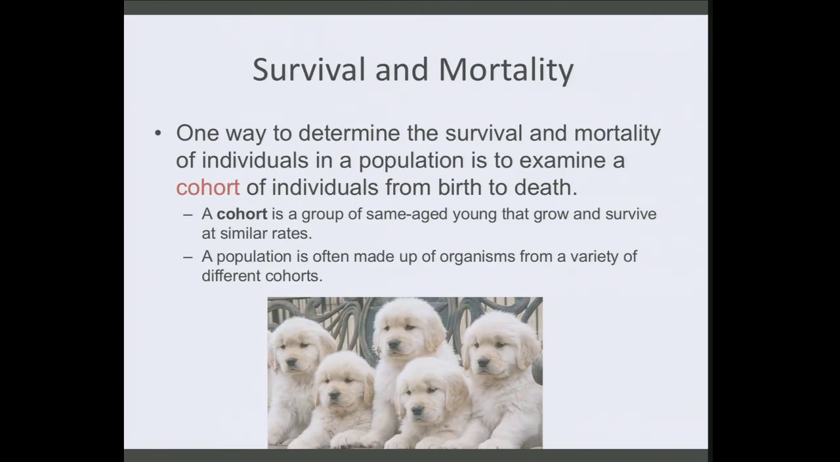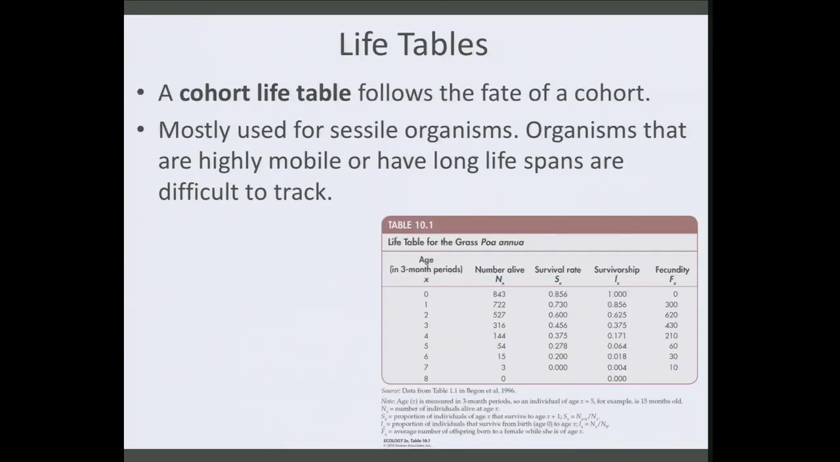So by following a cohort and recording data on, are they alive? Did they die? Are they reproducing? Are they not reproducing? We can develop what's called a cohort life table. So a cohort life table is one of the life tables that we'll talk about in this section. Life tables are just tables of data that describe the life of a particular organism. Now, cohort life tables are really mostly used for what are called sessile organisms. These are organisms that don't move around a whole lot.